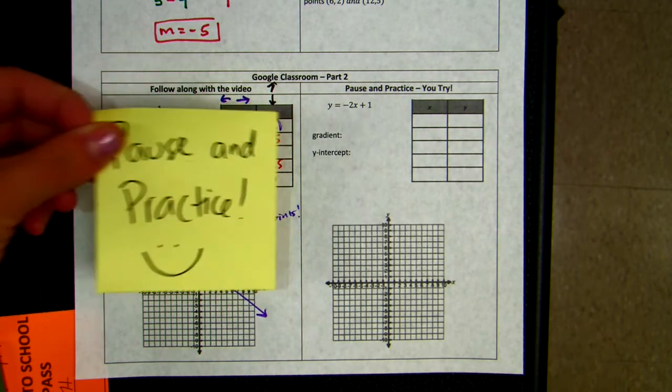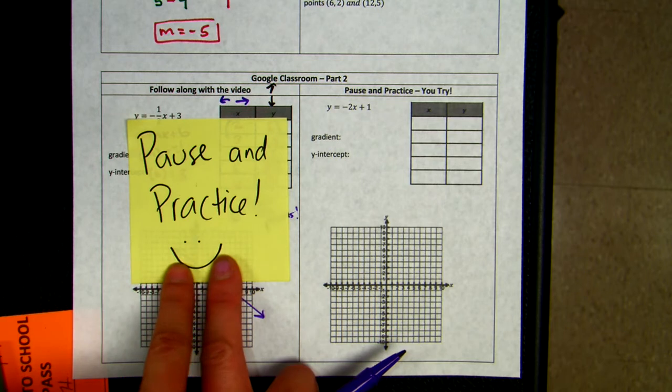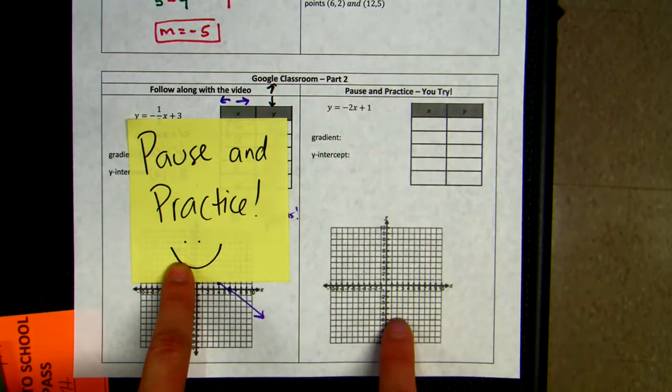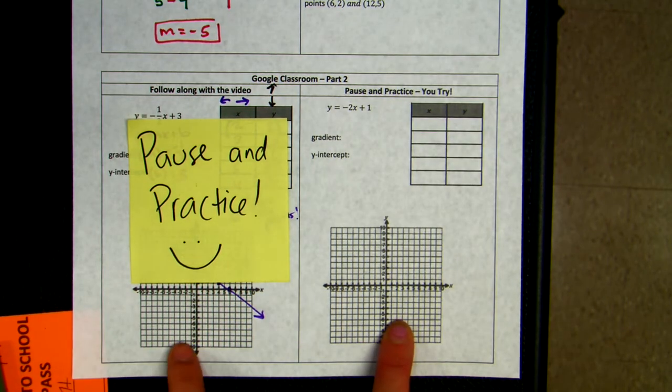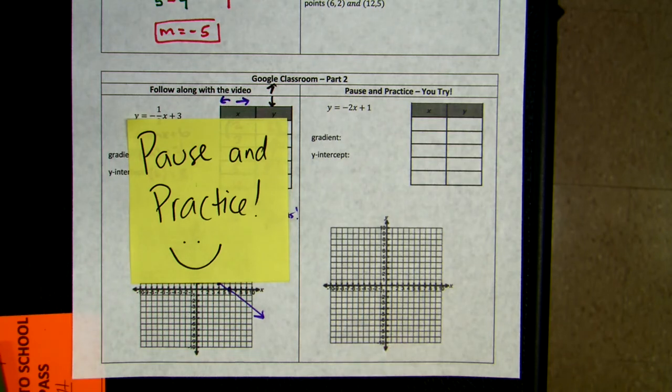Okay? Now that we've finished this example problem, I want you to pause and practice, work through this example problem. When you are finished, go ahead and move to the last page.